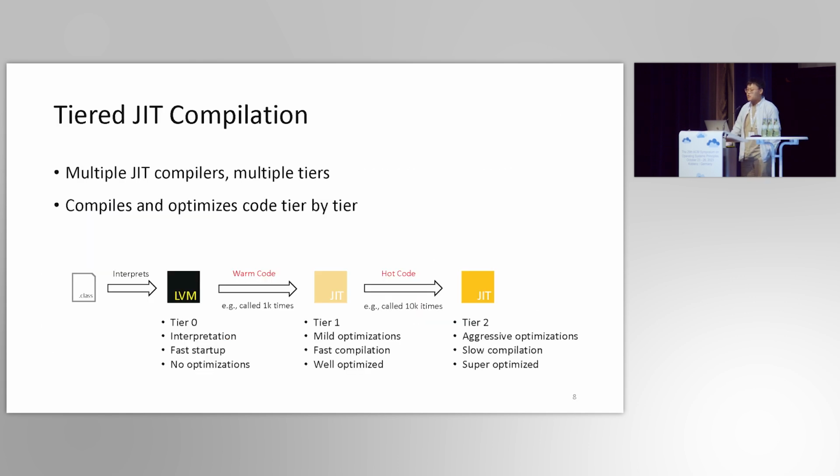But very aggressive optimizations need significantly more time to compile. So many VMs support multiple JIT compilers and tiered JIT compilation. In particular, when they discover some code is warm, they apply a mild compiler to quickly compile the warm code into well-optimized code. But when they further find the warm code is even hotter, they apply another, more aggressive compiler to slowly compile the program into super-optimized binaries. This is called tiered compilation.